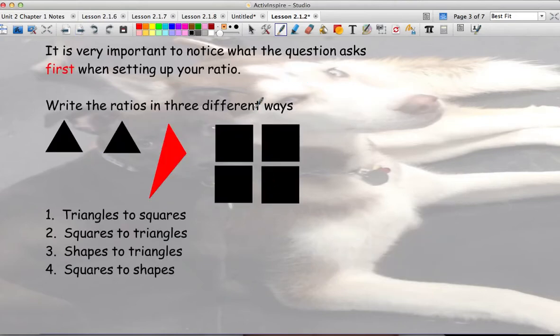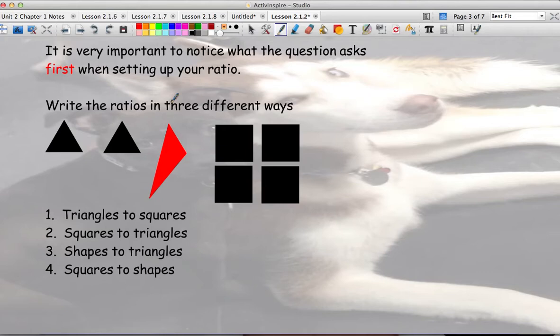Right, so it's very important to notice what the question asks first when setting up your ratio. We talked about this before. You have to list what's first, or on top in your ratio. If you do not do so, you have your ratio written backwards, and it could cause you to solve a lot of different problems incorrectly.